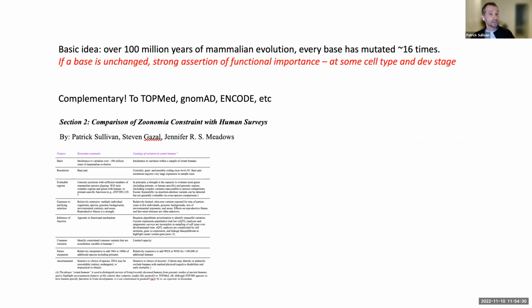I forgot to mention that we actually have a complementary essay in there that compares what evolutionary constraint gives you compared to human genome surveys. There are pros and cons of each, but in essence, they're complementary.